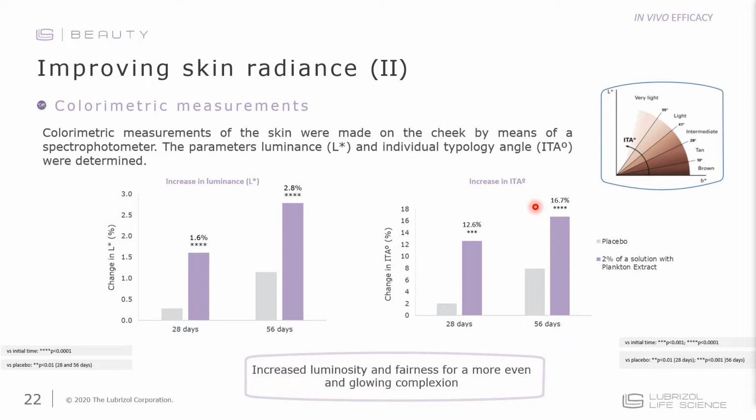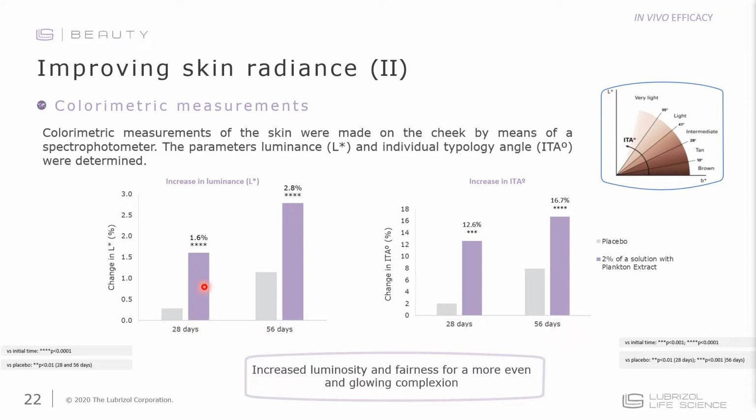So if we want to have a higher luminosity, what we want to observe is higher luminance, but also an increase in the individual typology angle. You can see here what this individual typology angle represents. So the higher the angle, the less intense the color. So in gray, we can see the placebo after 28 and 56 days.